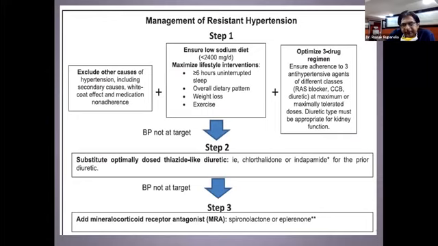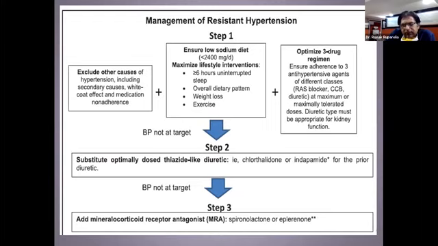Regarding management, step 1 includes, as we discussed, excluding other causes, a low sodium diet, proper sleep, and a proper dietary pattern. DASH diet and Mediterranean diet are favorable, along with weight loss and exercise. So non-pharmacological interventions are very important. Then we should optimize a 3-drug regimen, that is maximally tolerated doses of an ACE inhibitor or ARB, calcium channel blocker, and diuretic.